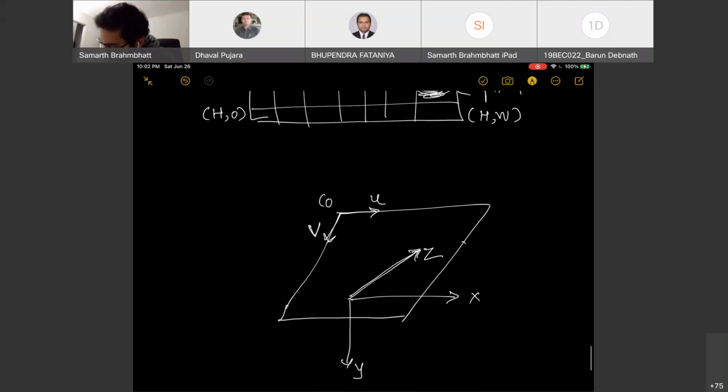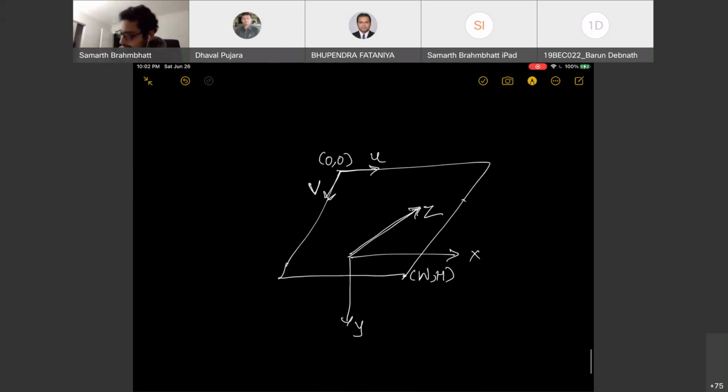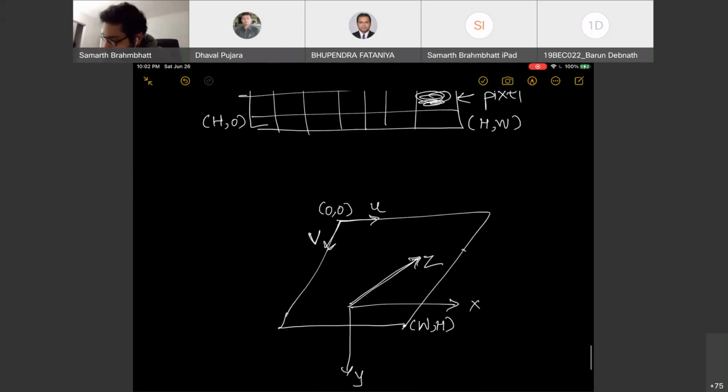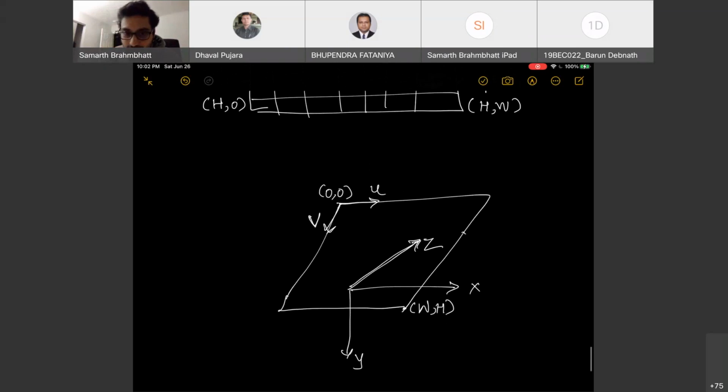So this will be the origin of our 2D coordinate system of UV, and this here will be width and height. So there, as you see, there is sort of a correspondence between U and X and V and Y because they're kind of also going in the same direction.